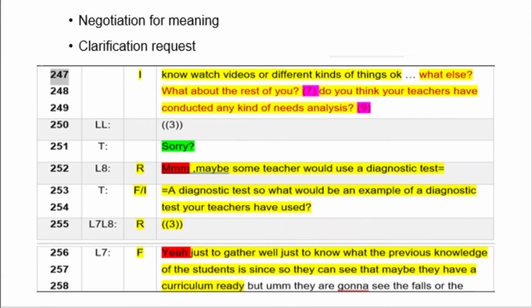We observed that the teacher used feedback moves to encourage negotiation for meaning using clarification requests, like the example highlighted in green. We can see that she didn't understand the student's utterance, so she asked for clarification.